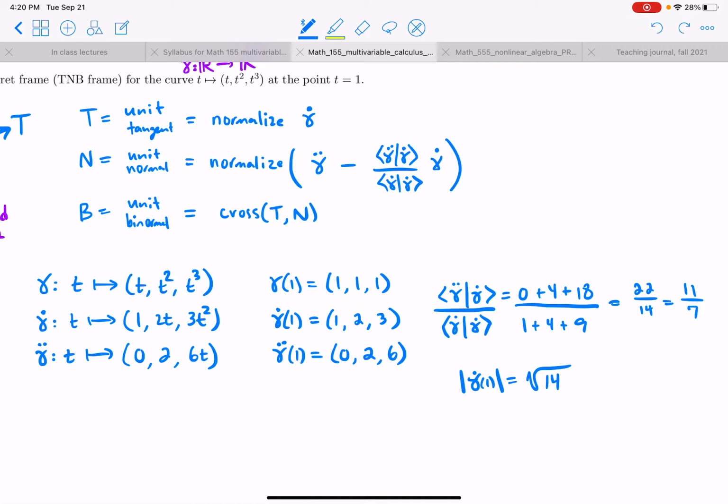And so, okay, let me just plug in. Normalize gamma dot. Well, I see down here that gamma dot at 1 is 1, 2, 3. And I need to normalize, so I have to divide by its length. Okay. This is T.